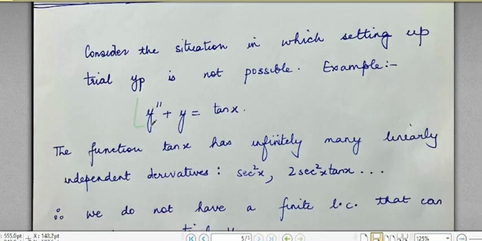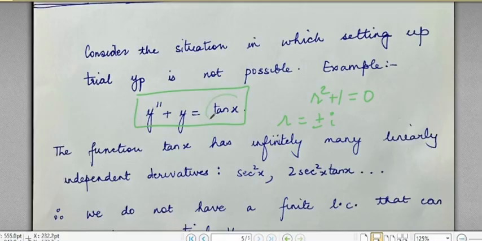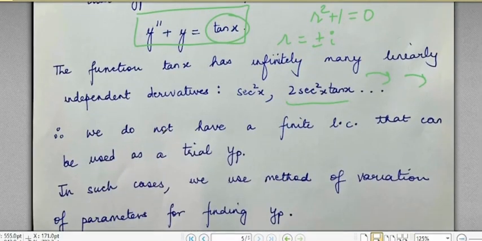For example, if we consider this equation y double dash plus y equal to tan x, then its characteristic equation will be r square plus 1 equal to 0. So r is plus minus iota. So your yc will be c1 cos x plus c2 sin x. Now what would you guess for tan x? Tan x has infinitely many linearly independent derivatives. There is no pattern as such. The first order derivative of tan x is sec square x. Then you differentiate, you get this, and then you get more complicated terms at every subsequent step. So there is no finite linear combination that can be used as a guess for trial yp.